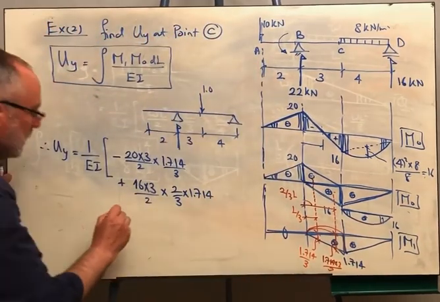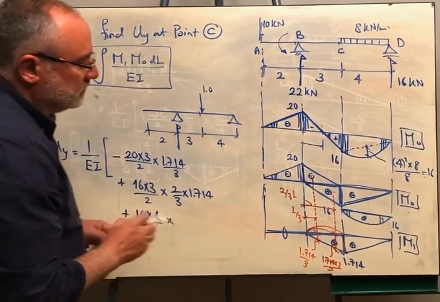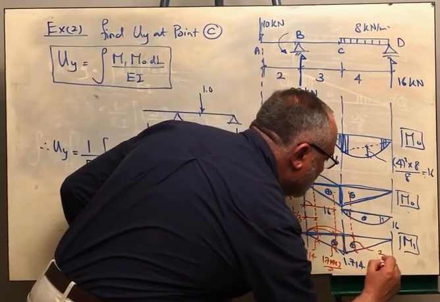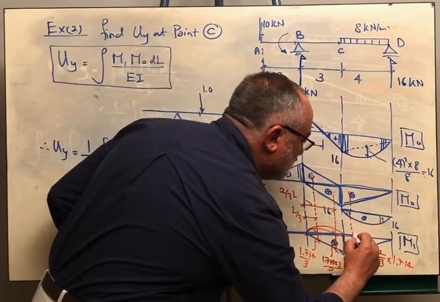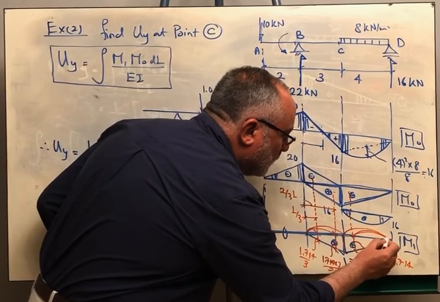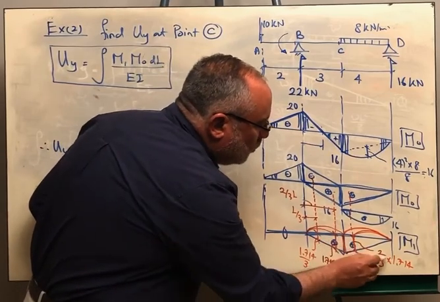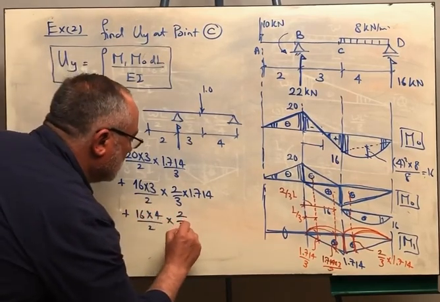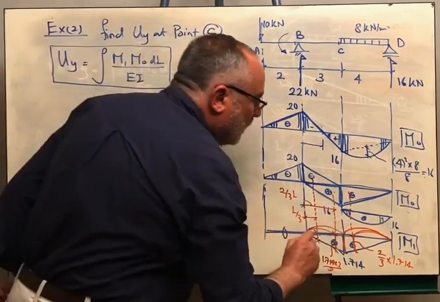The area of the other triangle here is plus 16 times 4 over 2 multiplied by the centroid, which is here, so the respective ordinate, again, will be 2/3 of 1.714. Okay? Because this distance is 2 over 3 and this distance is 1. So 2 over 3 over 1 should be equal to this value over 1.714. The corresponding ordinate is 2/3 of 1.714. There remains the parabola.